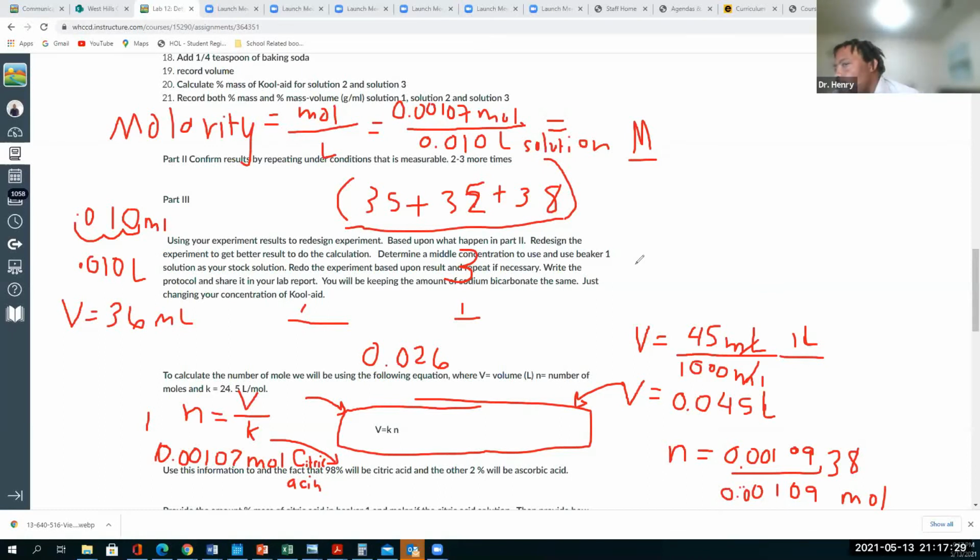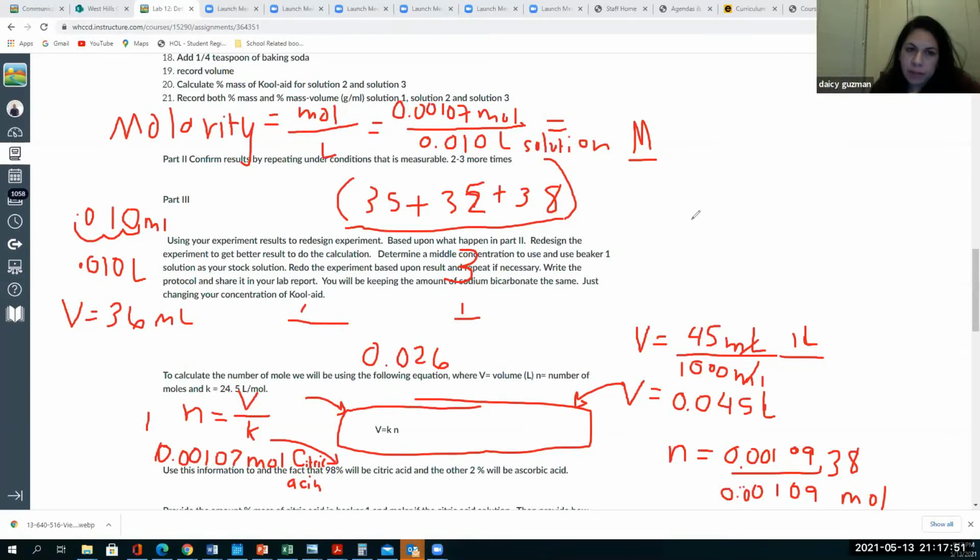Okay, so we have our number of moles, right? Everybody got number of moles? Yes. Okay, and you're able to calculate molarity. I'm stuck with that one.